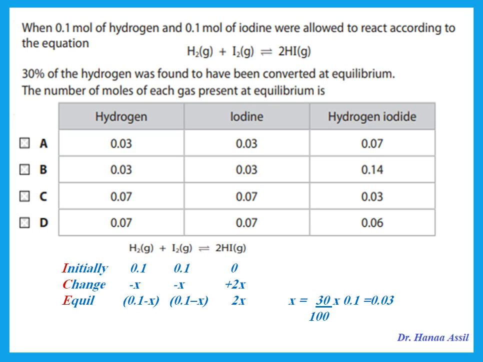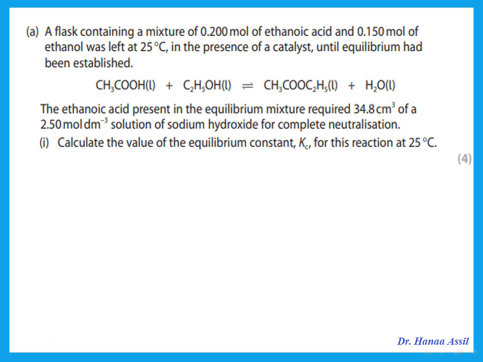So X is 30% of 0.1, so X is 0.03, and that means that at equilibrium, I am left with how much hydrogen? The rest of the 0.1, 0.1 minus 0.03, so that is 0.07. Iodine is the same, and I'm forming 2X, so that is 2 times 0.03, so that is 0.06.